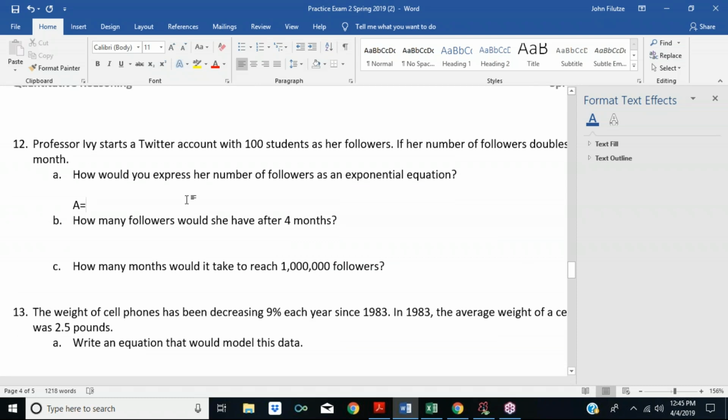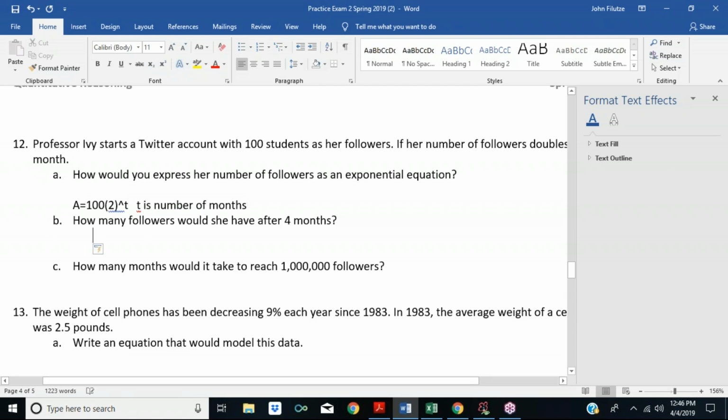So write the equation. So the starting amount, it doubles. So that is 1 plus 100%. So that would be 2, a growth factor of 2. And then the number.